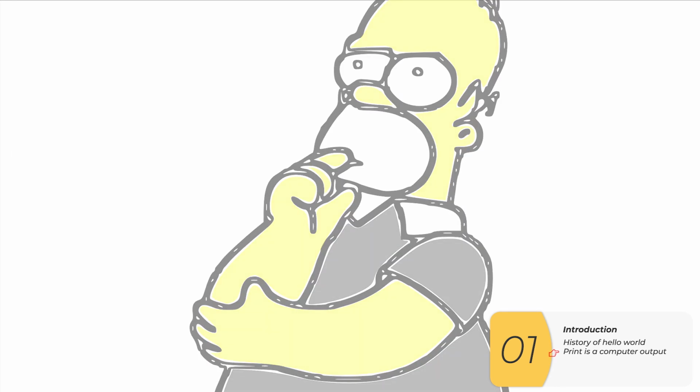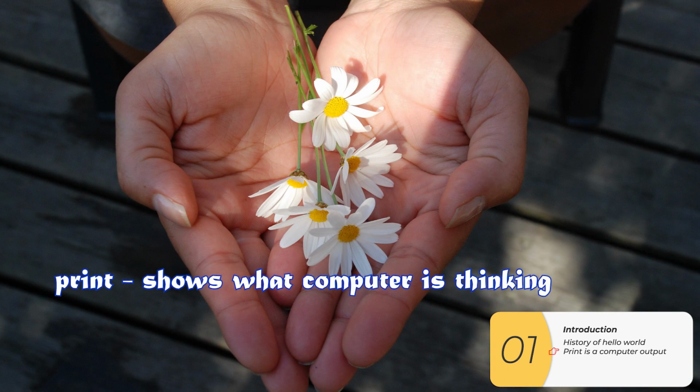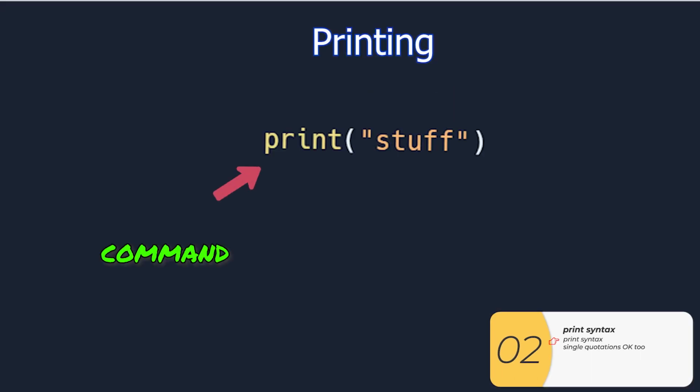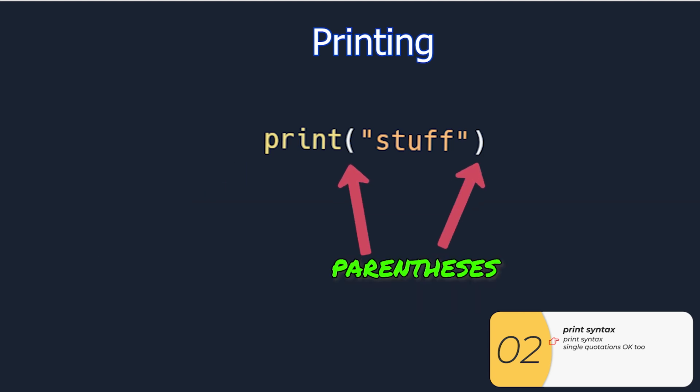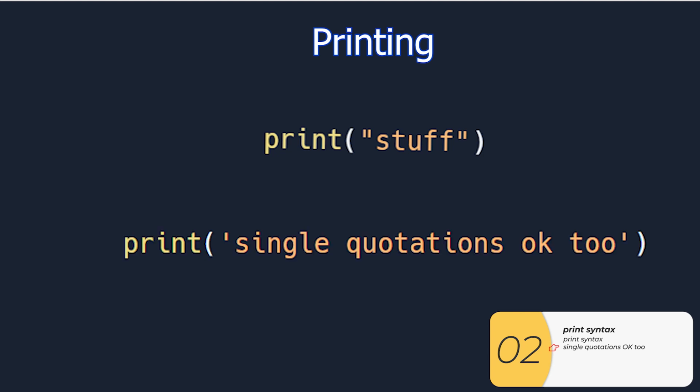It is also the way the computer shows you what it's thinking, and that's super important. The computer shows you what it's thinking through the print. Here's the syntax of the print. You can also think of the syntax as the formula. The command is print. You're going to need a starting and ending parentheses, and whatever you want to print goes on the inside. Here I'm printing stuff with the double quotations. If I want single quotations, that's okay too.